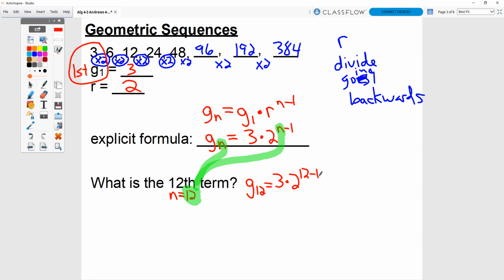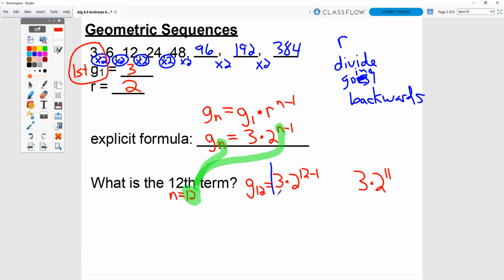All right, be very careful. Make sure that minus 1 goes in the exponent, not after the exponent. All right, it goes in the exponent. If you didn't want to do to the 12 minus 1 power, you could also just subtract it by hand and do 3 times 2 to the 11th power. That's perfectly fine to type it into the calculator like that. Just be very, very careful.